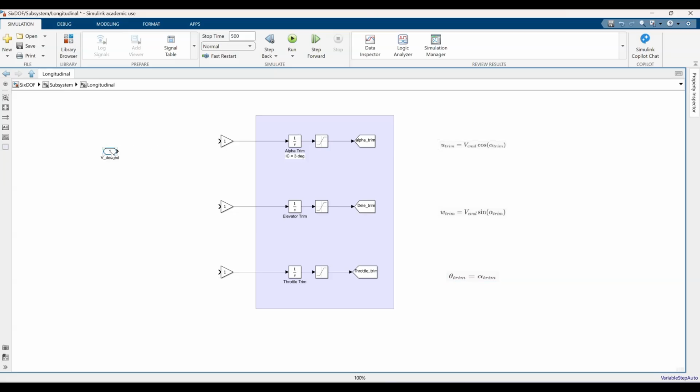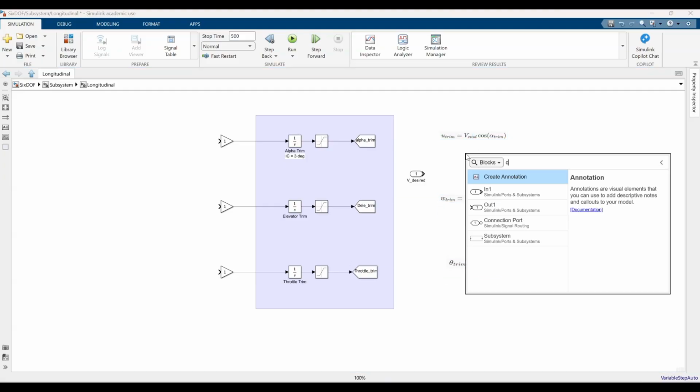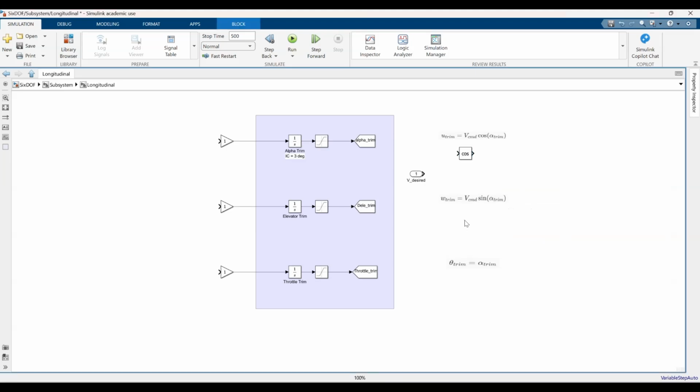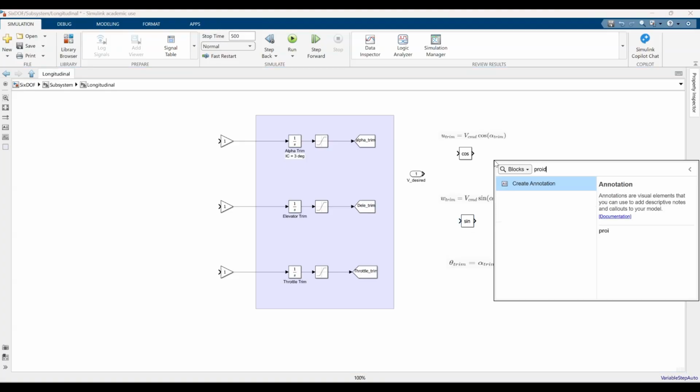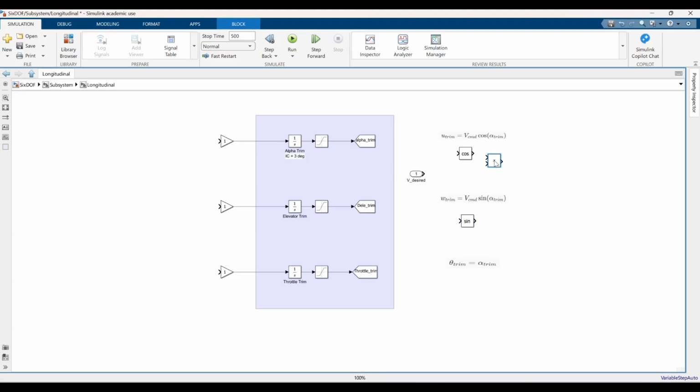So you can see V desired can be used here. V desired is our command velocity. And then let's get a cosine. We need a sine. And if you notice, it's all getting multiplied. So we need a product. I'll make 3 or 2 copies of them, and this will be cosine of alpha trim. So alpha trim is already available right there. I can use the same signal, and then this will be velocity desired, like that. Okay, that takes care of both of those.